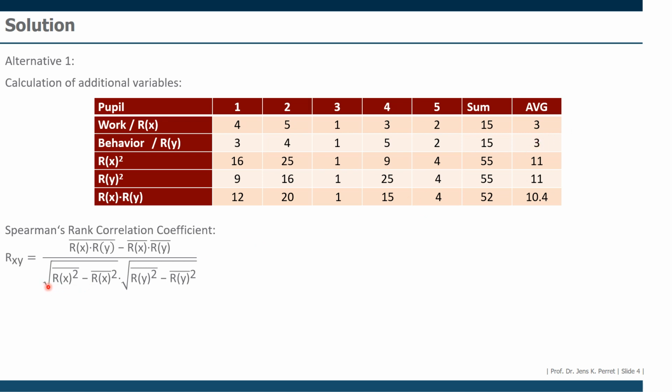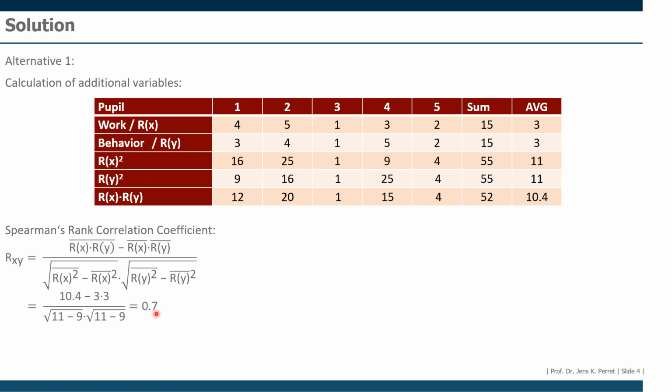And we divide this first off by the square root of the average of rank of X squared, that's this 11 here, minus the average of rank of X to the power of 2. And we do the same thing for Y. So first off, rank of Y squared is this 11, minus rank of Y, that's this 3 squared. And we plug in all these values, giving us these results, and a final value of 0.7.